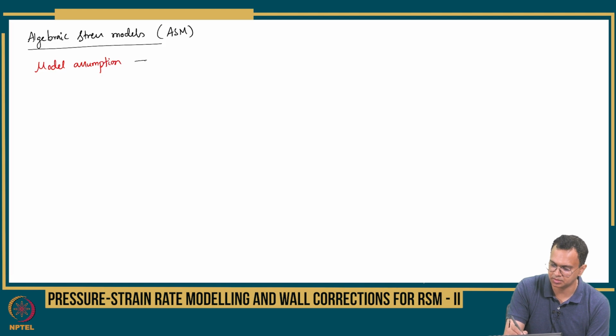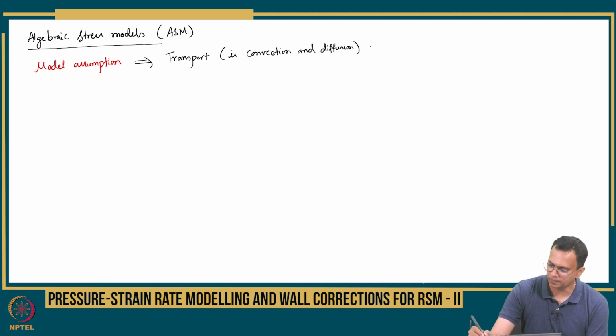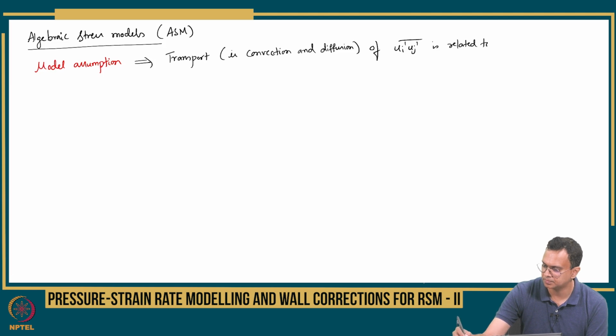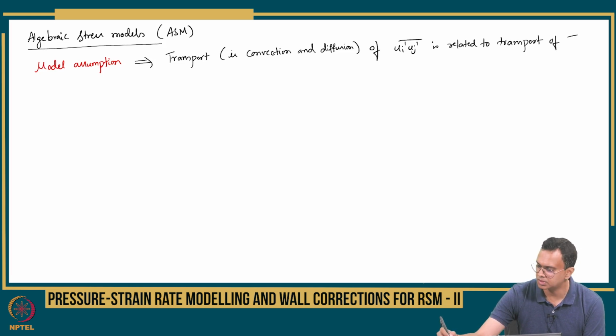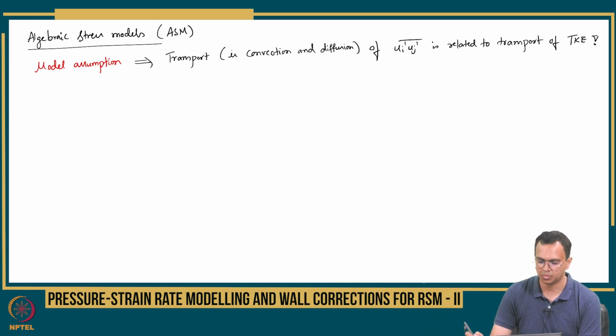Okay. So the model assumption here is that transport, that is convection and diffusion of Reynolds stresses, is related, or you can express it in terms of transport of your turbulence kinetic energy. This is a model assumption here.